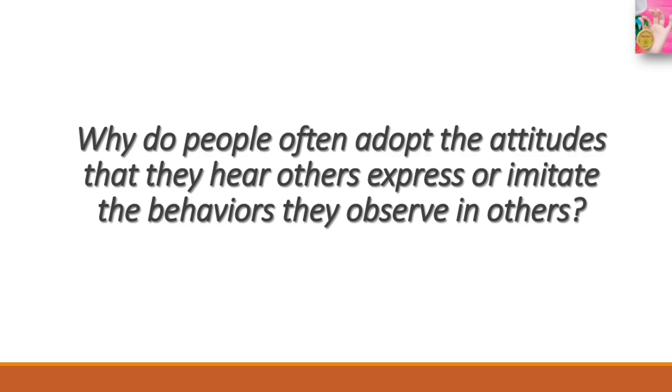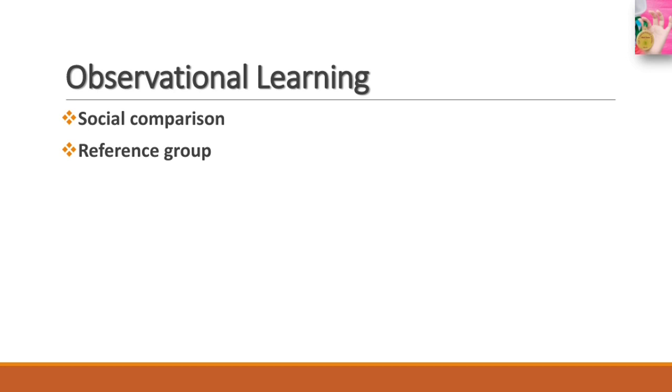Now, one answer involved in the mechanism of social learning is our tendency to compare ourselves with others to determine whether our views of social reality are correct or not. That is called social comparison. There are two terms that are used in observational learning. The first one is social comparison, as I have already discussed, and the second one is reference group. Social comparison is also a theory, social comparison theory.